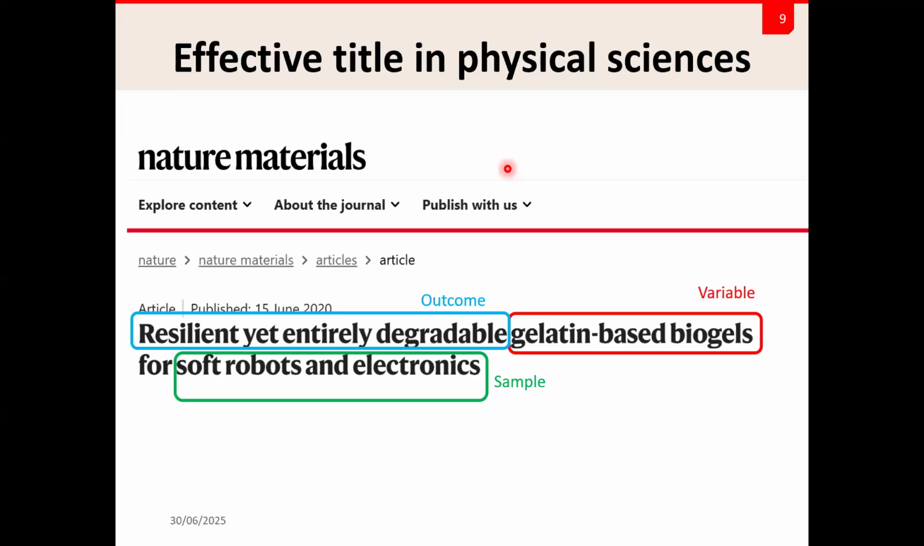So outcome, variable, sample. It doesn't need to be in an order like variable, outcome, sample. You can mix and match once you identify these three components. Presenting these components in the title allows the readers to understand the research clearly by looking at the title. And that's where you can easily attract readers.